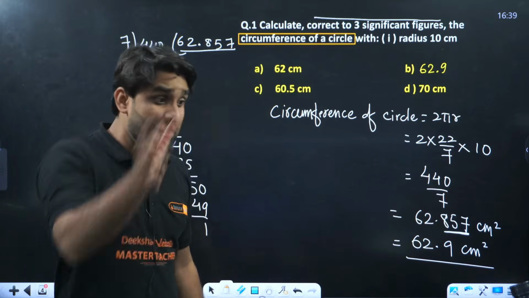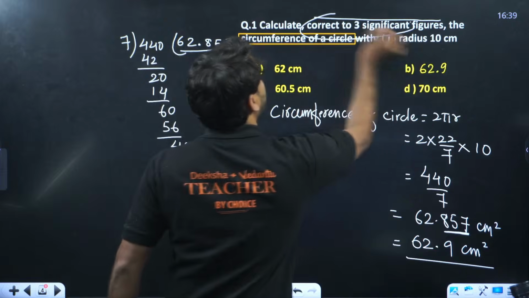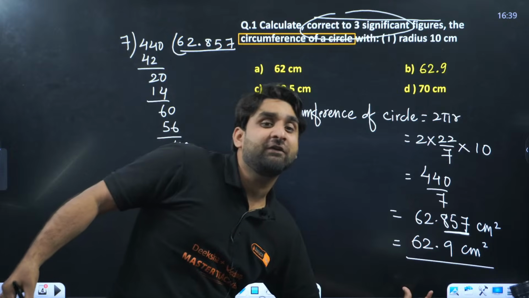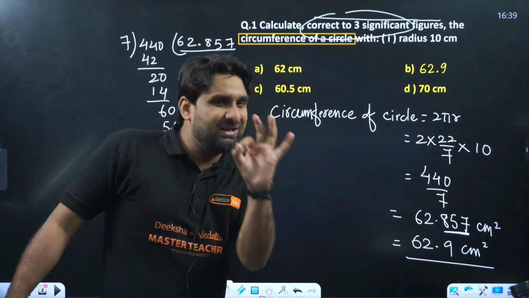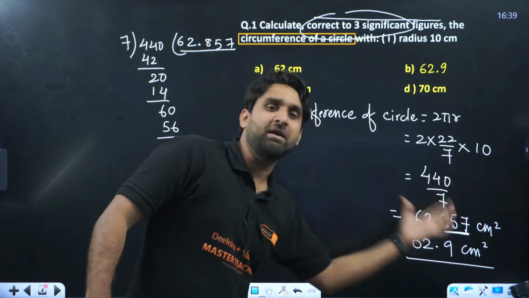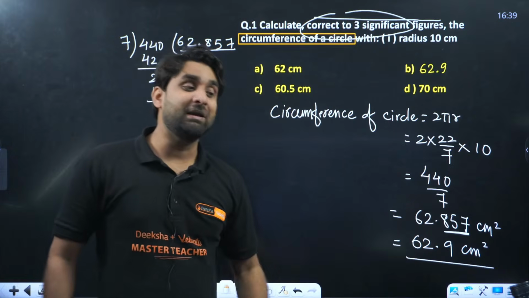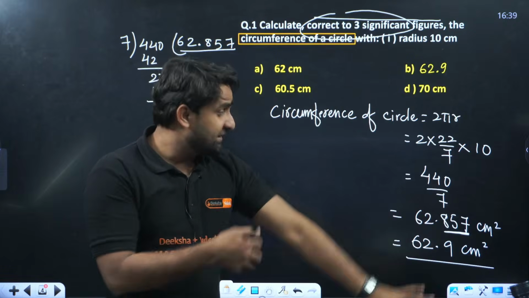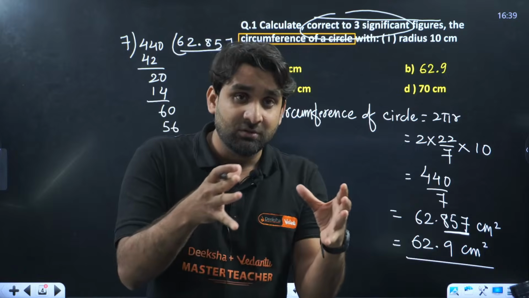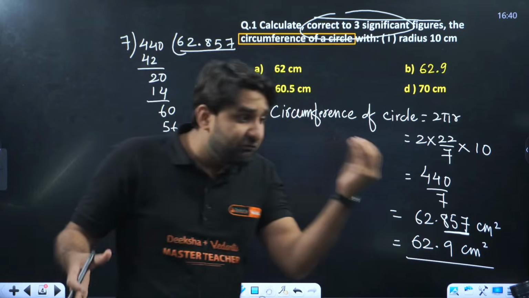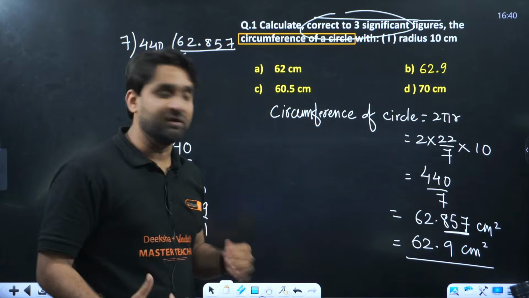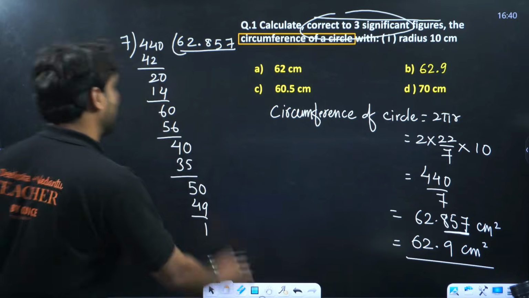62.857 is the answer. But the question demands the answer up to 3 significant figures, so there should be only 3 numeric values: 62.9. When you enter class 11th, there is a separate topic in physics and chemistry called significant figures, where you will study how to find them. So this is the answer, 62.9 centimeter square.